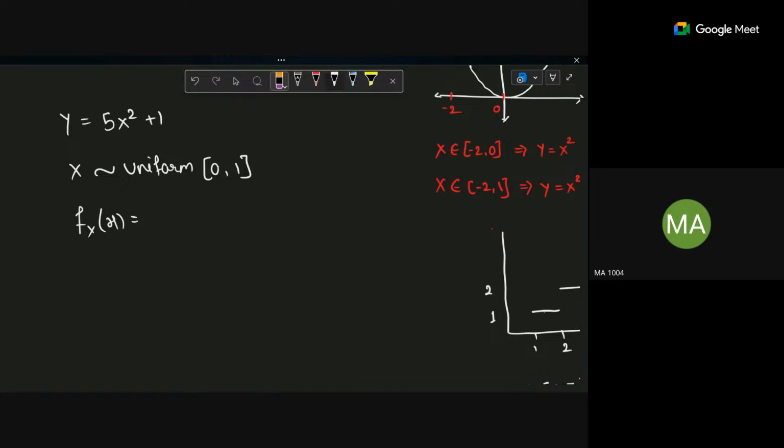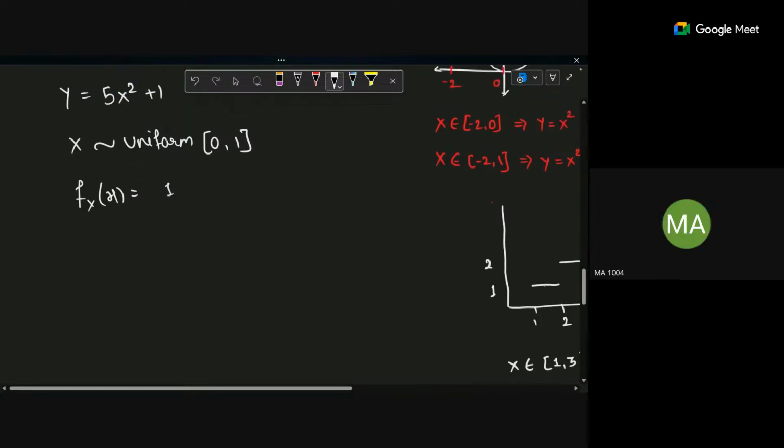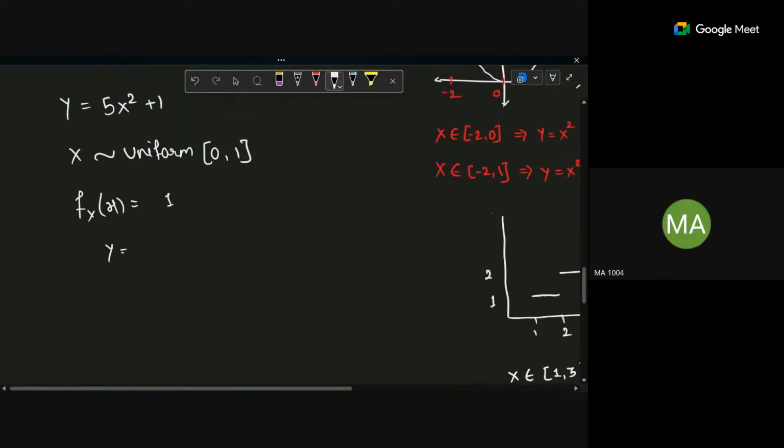What will be the PDF? PDF is 1, one only, right? Then we need y is equal to g of x, which is monotonic, right? And also differentiable. So what's our next target? What is g inverse of y?